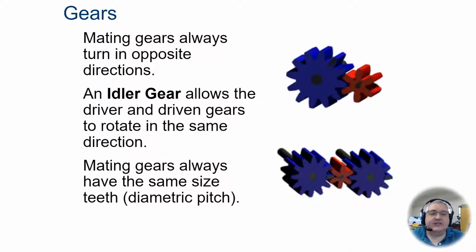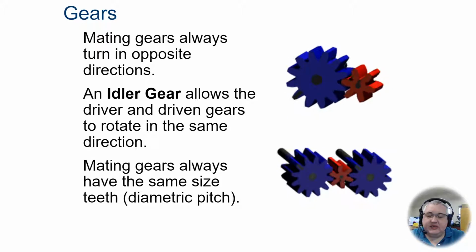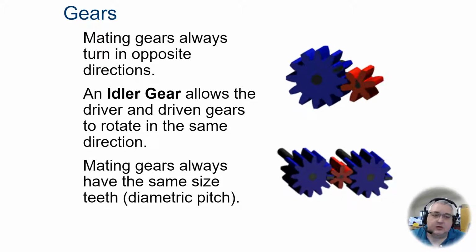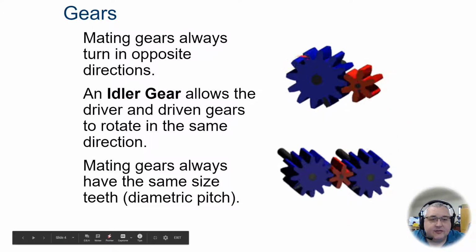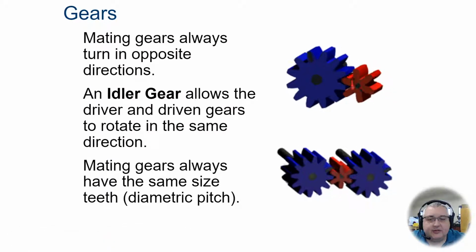And so here's an example of them being meshed together. They fit together. They have the teeth that lock together, and you can see that in the picture there. They always turn in opposite directions. So if you look at the blue one, it turns in one direction, and then the red turns in the opposite direction.